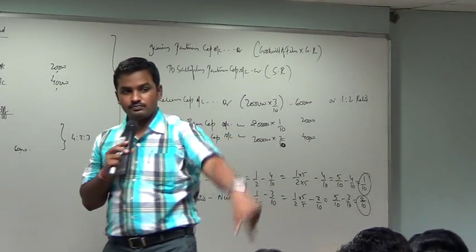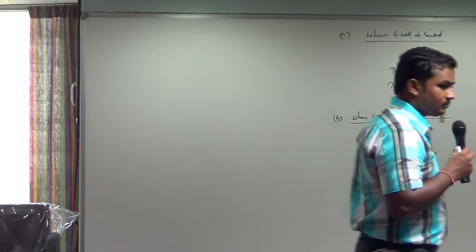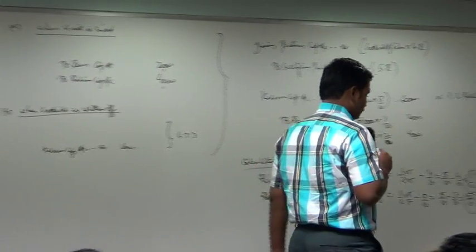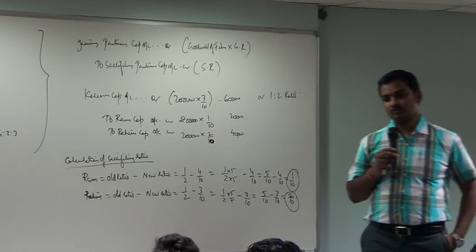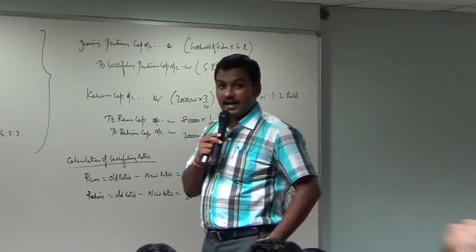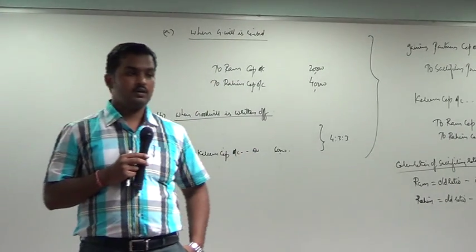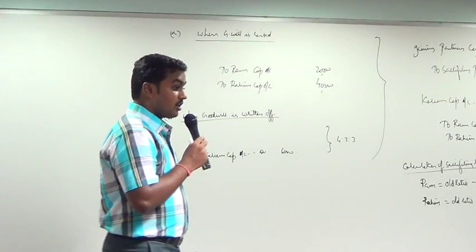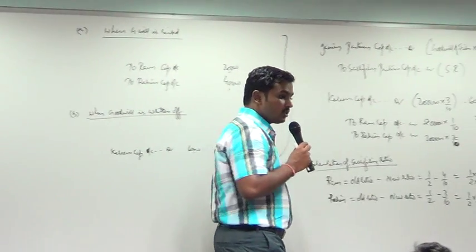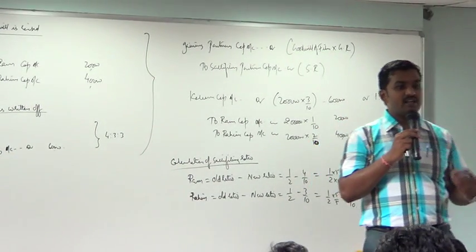This is case 3. Case 4, write down. Kareem brings his share of goodwill in cash. Kareem is now bringing his share of goodwill in cash. Now what will you do? Which method will you apply? Premium method. What is the entry in the premium method?